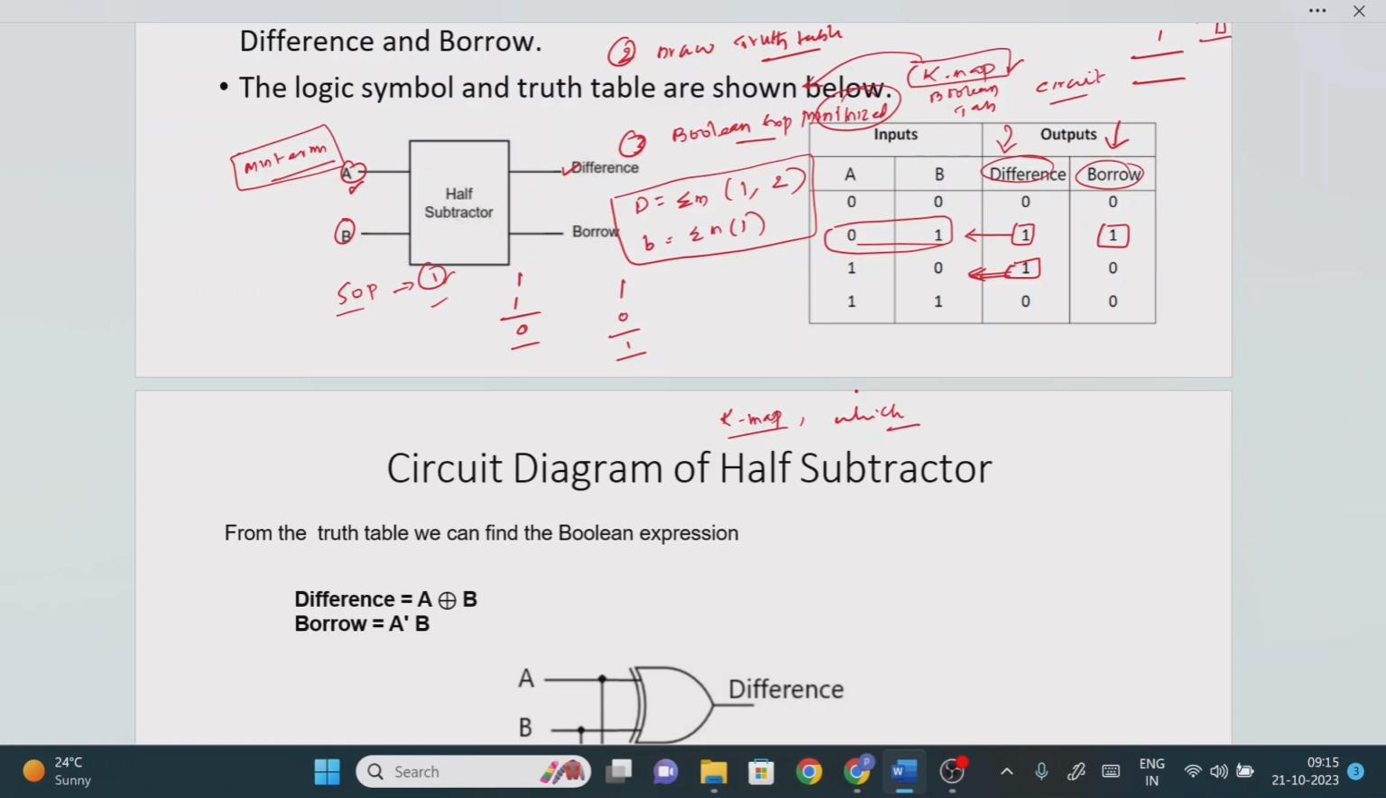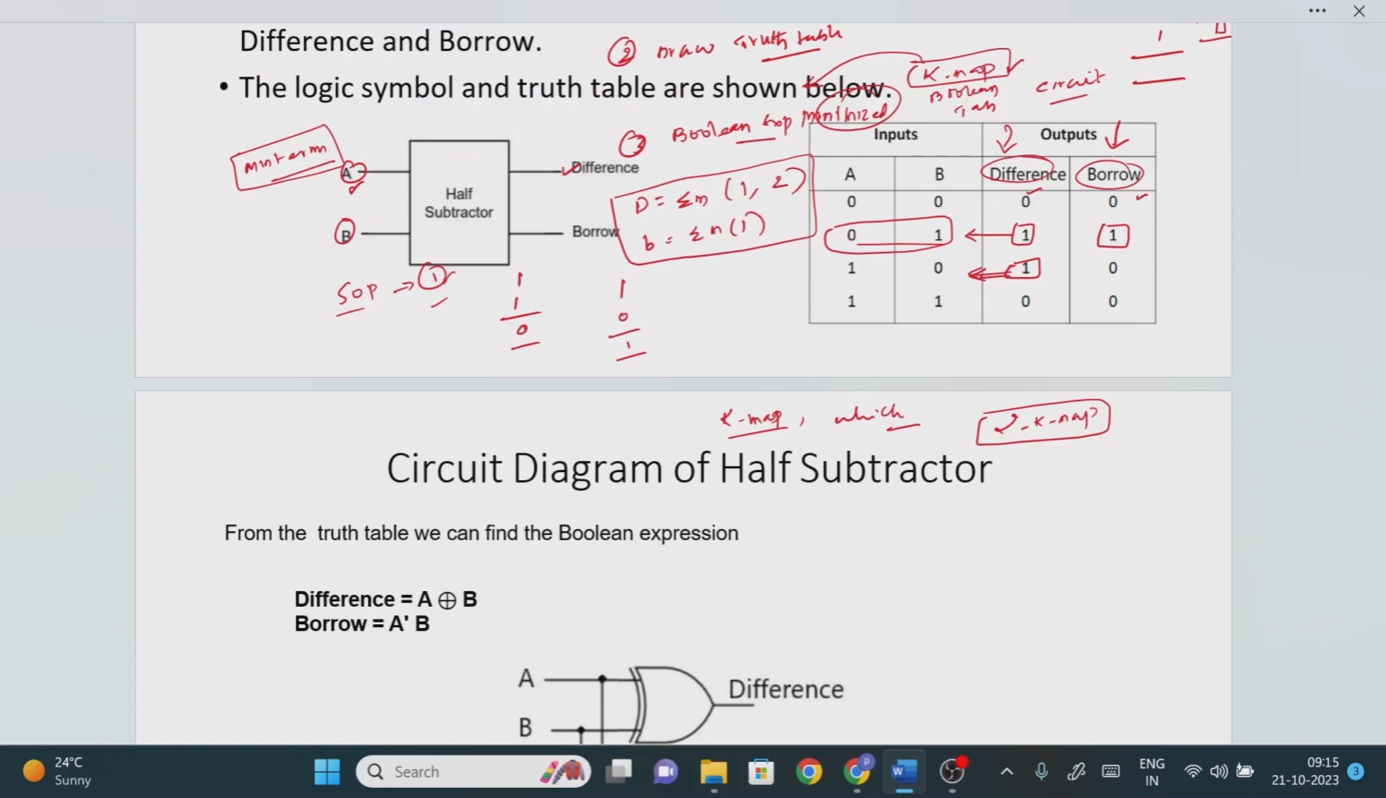These are the two things that will now come into the picture. Now see how many outputs we have. One is the difference, another one is the borrow. So for 2 outputs we require 2 K-maps. In case of 3 outputs we would require 3 K-maps. In my case I have only difference and borrow, so I require only 2 K-maps.